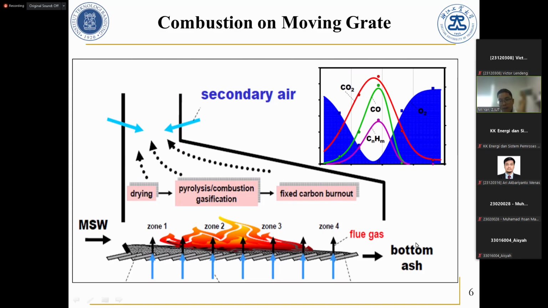ash. For the bottom ash, we say, for example, the carbon content in the bottom ash should be less than 5%. So we usually use the carbon content in the bottom ash to calculate the combustion efficiency. Or we can use the CO concentration in the flue gas to calculate the combustion efficiency: CO over CO plus CO2. So this is for calculating the combustion efficiency or incineration efficiency.